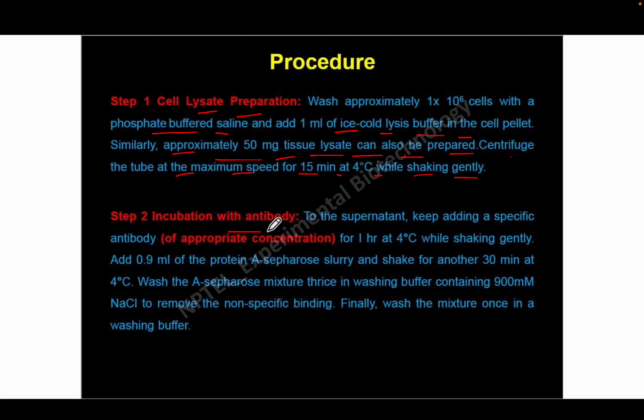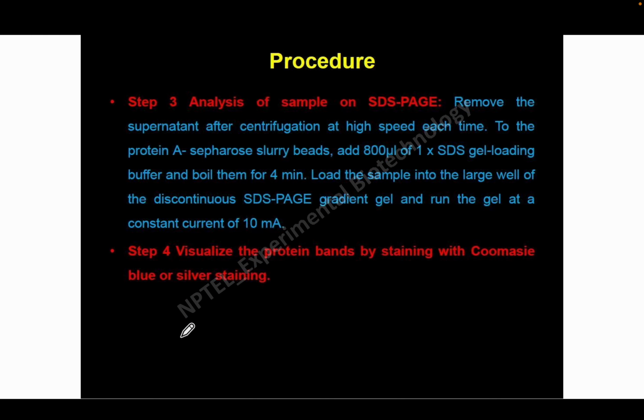Step 2, incubation with antibody. To the supernatant, add a specific antibody of appropriate concentration for 1 hour at 4 degrees Celsius while shaking gently. Add 0.9 ml of the protein A Sepharose slurry and shake for another 30 minutes at 4 degrees Celsius. Wash the protein A Sepharose mixture thrice in washing buffer containing 900 millimolar NaCl to remove non-specific binding. Finally, wash the mixture once in washing buffer.